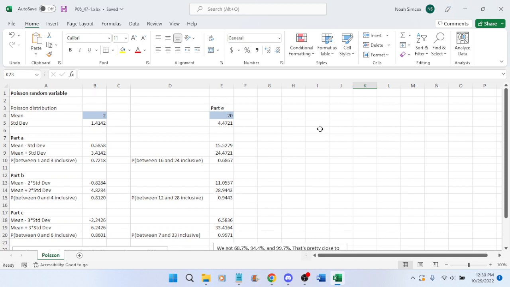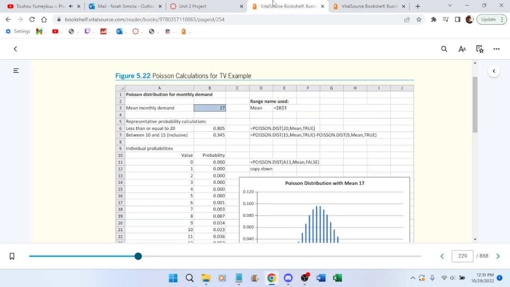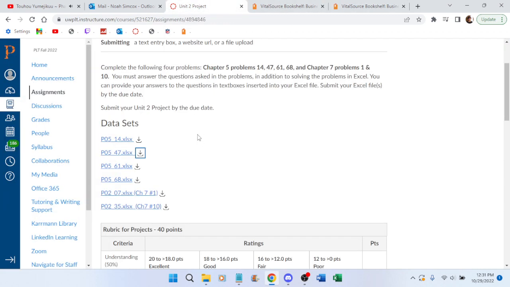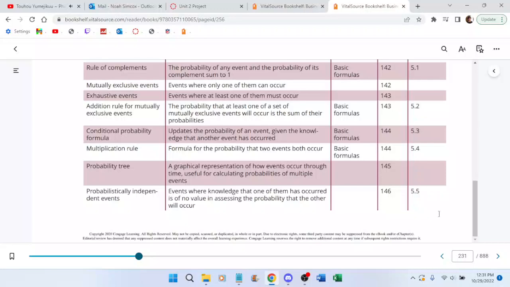Okay, we're finally done with that one. That took forever because the textbook is terrible. Our textbook sucks.